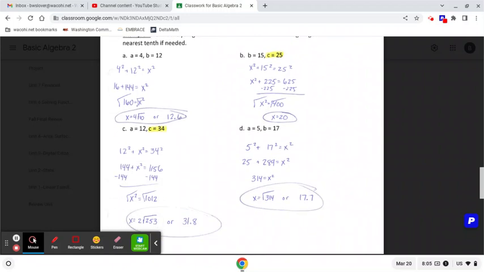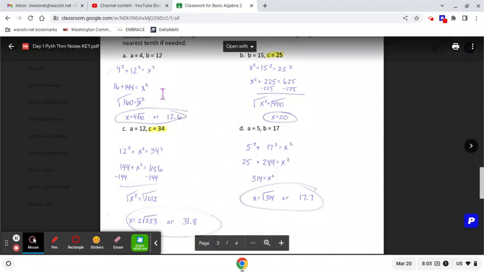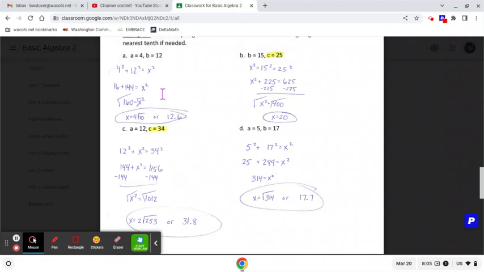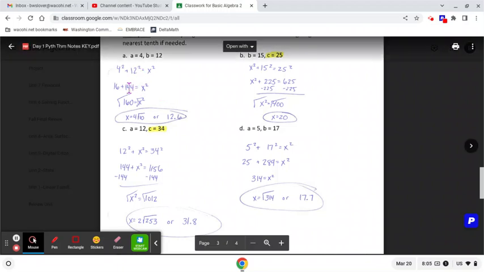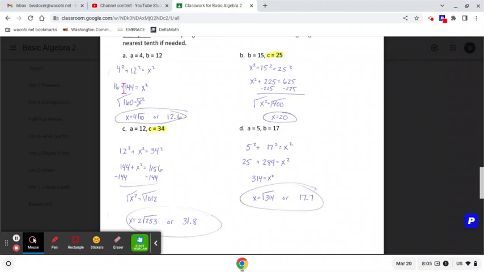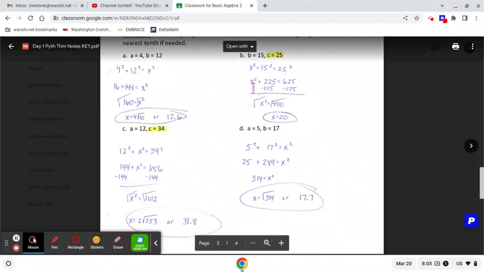And then the last example, what if I don't draw the triangle for you? Can we still use the Pythagorean theorem? The answer is yes. Pythagorean theorem is just a leg squared plus a leg squared equals a hypotenuse squared, or A squared plus B squared equals C squared. So if I tell you A and B, what letter am I missing? You're missing the C. So I just plug in what I know. A squared plus B squared equals C squared. Square your numbers. They're both legs, so I add them together, then take the square root.